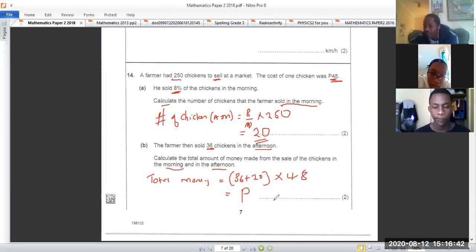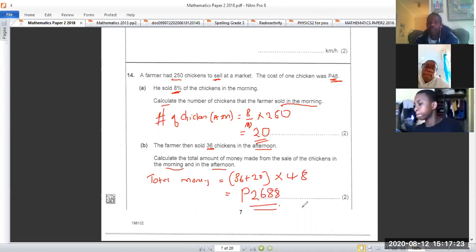And how much will it be? 36 plus 20 is 56. Multiplied by 48 is how much? 2,688. Okay, that's good.